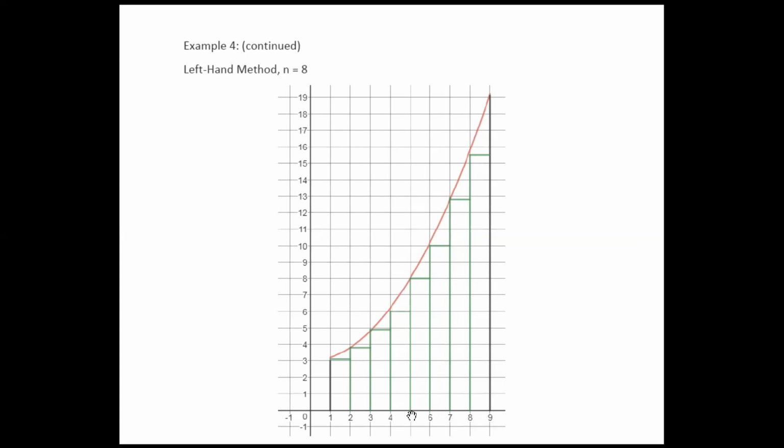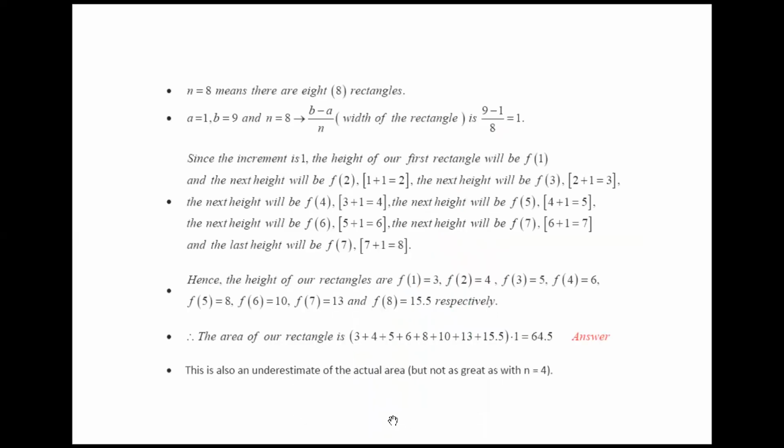I go over another one. F of 4 is 6. F of 5 is about 8. F of 6 looks like it's about 10. F of 7 looks like it's almost 13. And F of 8 is, we will call it 15 and a half. Okay, so there are my different heights. Each of them have a width of 1. And so when I fill it in, I put in these heights times the width, which is 1, and I get 64.5 for my answer.